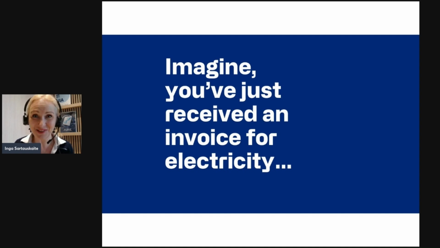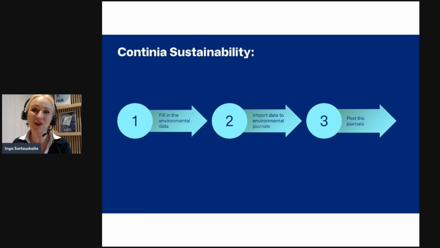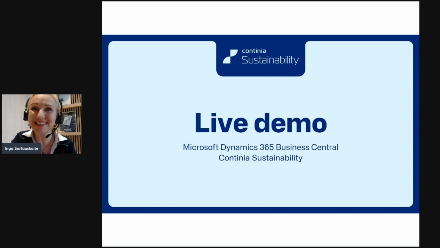However, you do not have to have this with the newly designed, newly built solution by Continia called Continia Sustainability. With Continia Sustainability, we aim to eliminate the hassle from your table by enabling you to get your carbon emissions report within a couple of minutes and with very basic three steps. You get the invoice, you add some environmental data, you import this data to environmental journals, and then you post all those journals. So now let's see how.